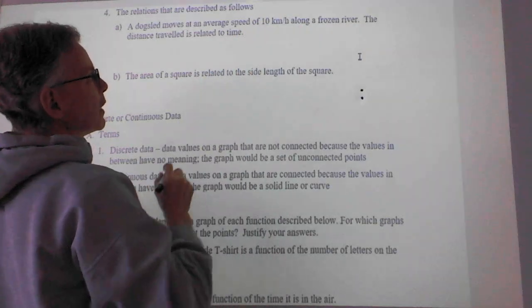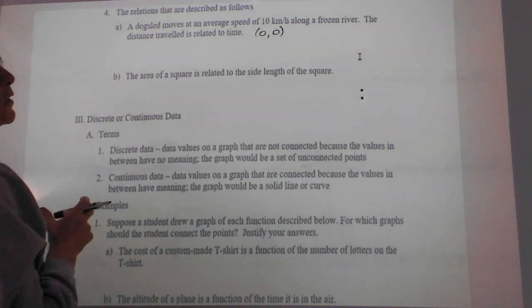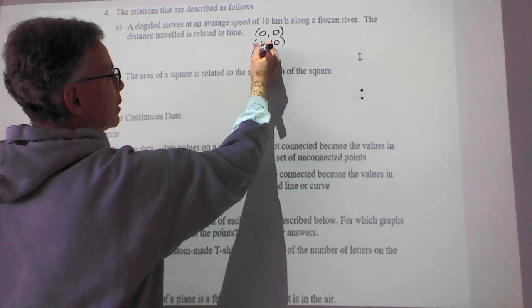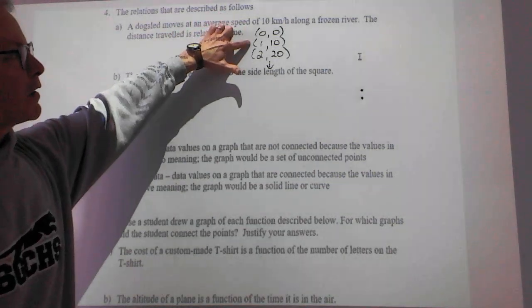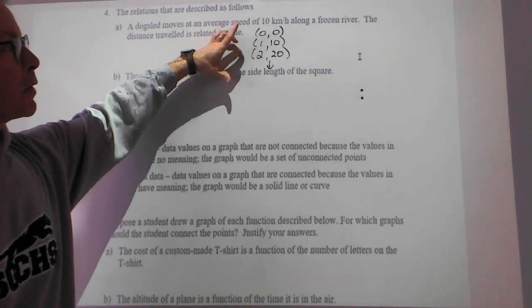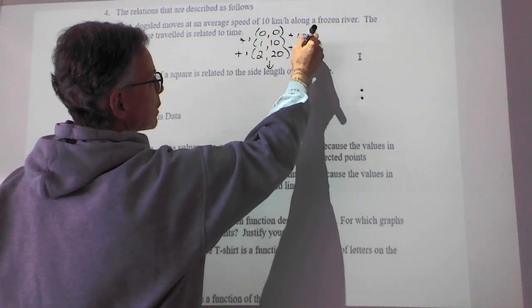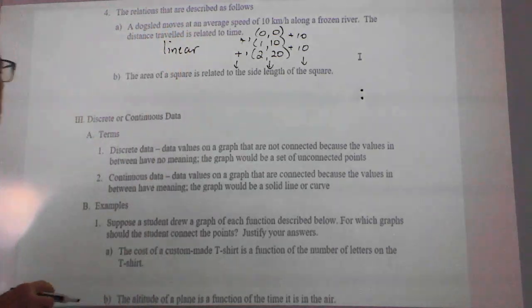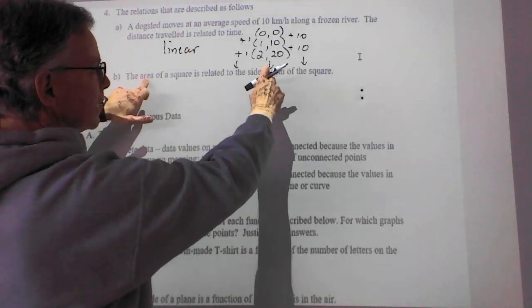So we can generate a set of ordered pairs. If this thing is going 10 kilometers an hour, well, we can say that at 0 hours, we've gone 0 kilometers. At 1 hour, if we're going 10 kilometers an hour, we've traveled 10 kilometers. 2 hours, 20 kilometers, and so on. Okay? Well, our x values are going up by 1 each time. Our y values are going up by 10 each time. So because we're going up by the same amount with our x's, plus 1, and our y's, plus 10, and so on, we can say, yeah, this one is linear.